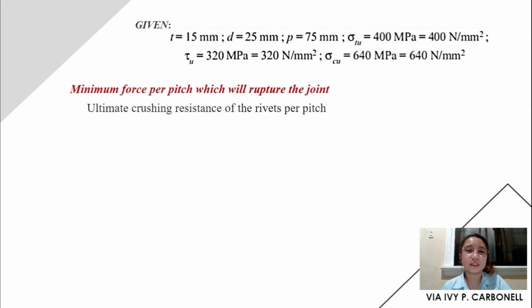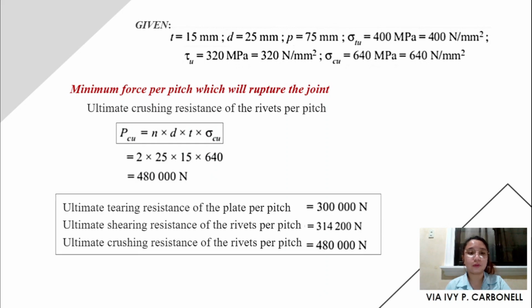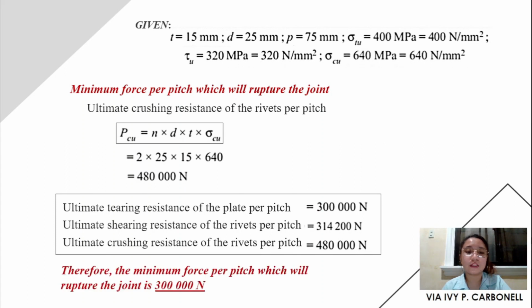So for the ultimate crushing resistance of the rivet per pitch, it is computed using this formula, number of rivets multiplied by the diameter, thickness, and the ultimate crushing stress. So let's input the values, and the answer is 480,000 Newton. So if we're going to compare the results, the minimum force per pitch that will rupture the joint is 300,000 Newton. So the answer is 300,000 Newton.